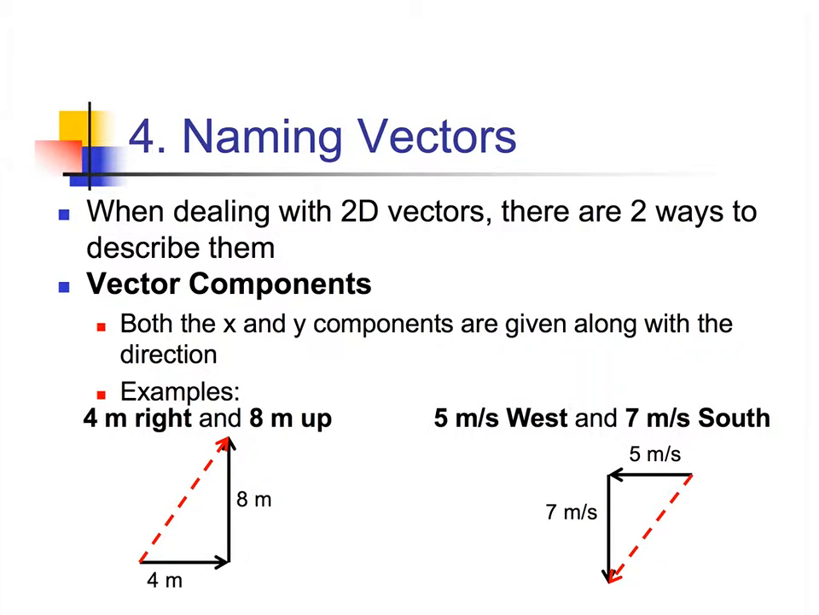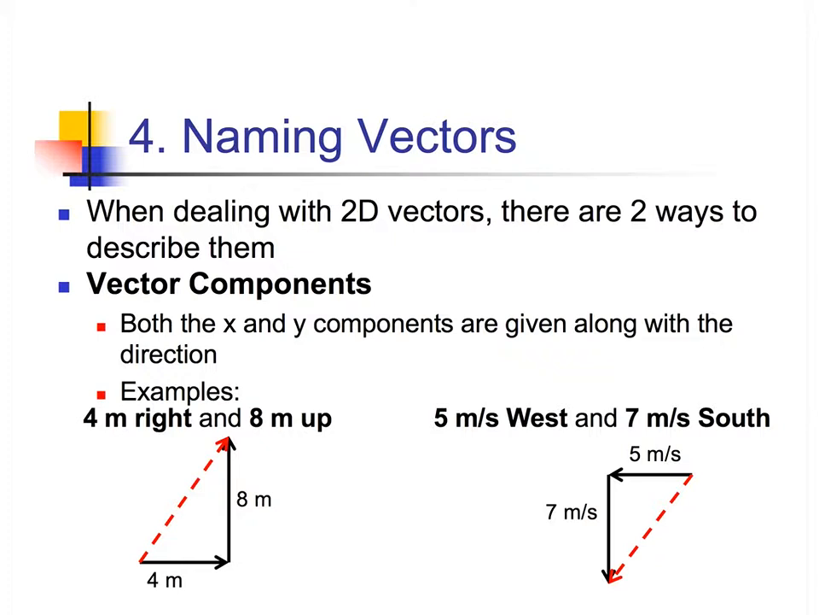The next thing we want to talk about is naming vectors. So when we get into these vectors in 2 dimensions, there's 2 ways that we can describe them. Okay, we can either talk about our vector components, right, and actually name them based off of our components. So for example, for this situation here, we have 4 meters to the right and 8 meters up, or 5 meters per second west and 7 meters per second south. So giving both those x and y components is sufficient to describe the vector. Just like with our city blocks, we could have said 6 blocks east and 6 blocks north, and that is enough direction to get the person from where they started to where they want to go.